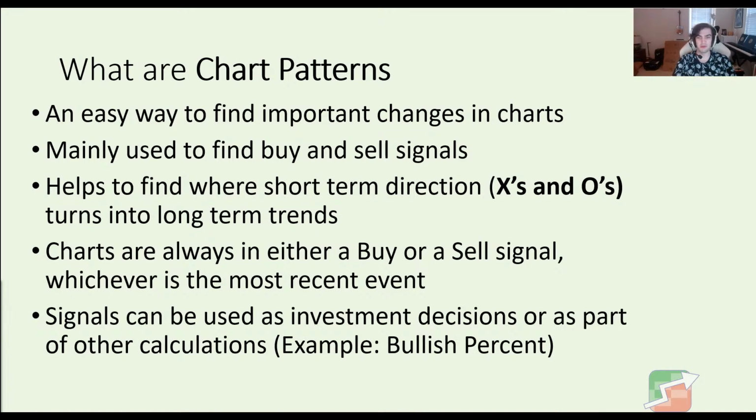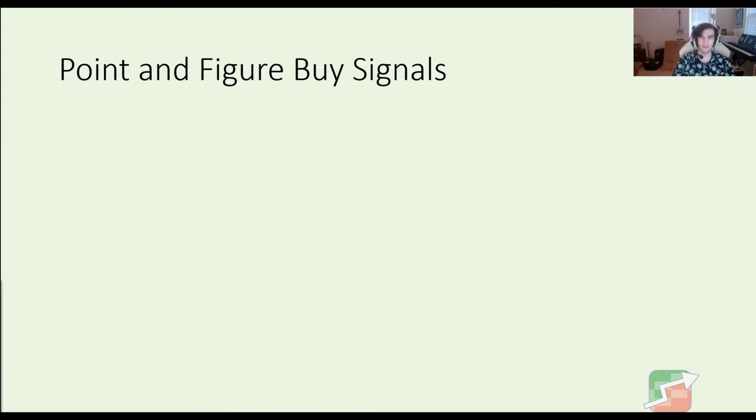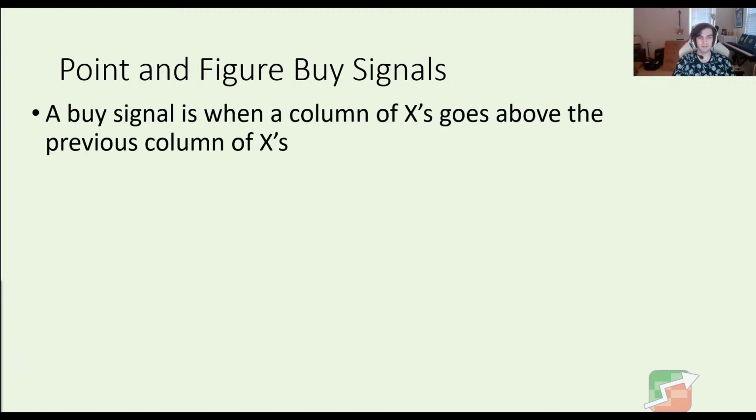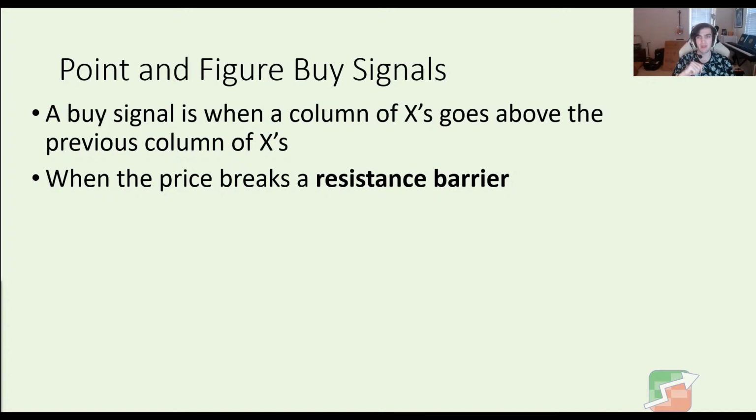And these signals can be used in investment decisions, finding a potential buy price and seeing when that buy price is hit, or as part of other math pieces, such as bullish percent. More on that in a little bit here. But let's talk about this in a bit more detail and go into what a buy signal in point and figure actually looks like. So a buy signal is when a column of X's goes above the previous column of X's, or when the price breaks what's called a resistance barrier.